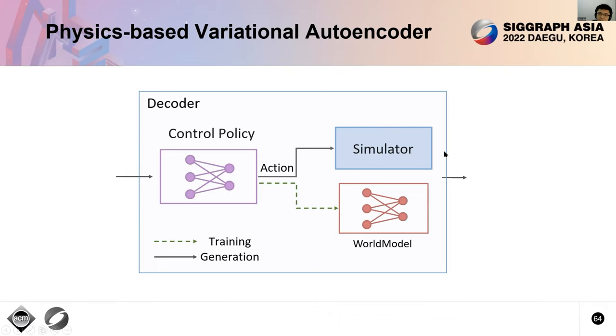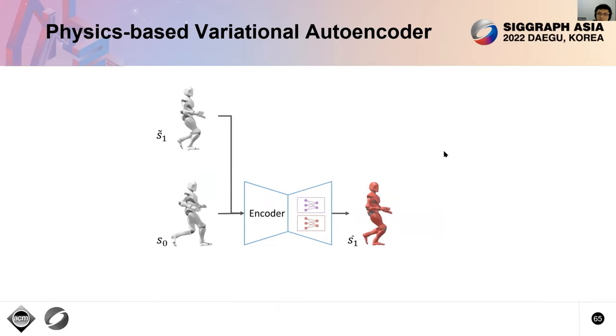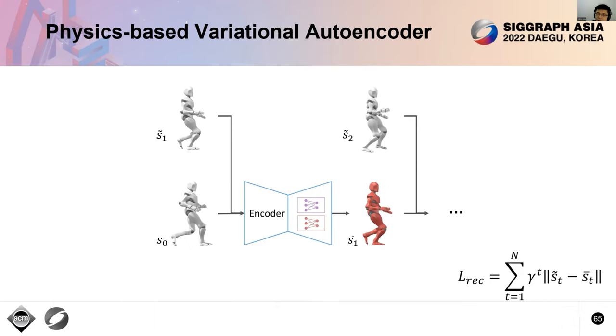So the training of this control VAE becomes very similar to the training of a normal VAE, where we create a sequence by executing the policy and executing the world model, and then let the generated motion be as close as possible to the reference. Here the world model is frozen. We only train the control policy.